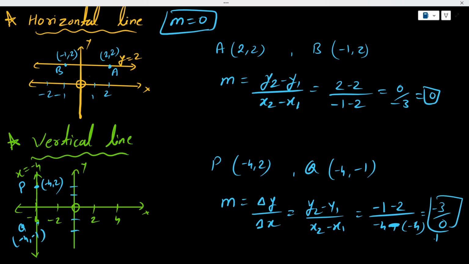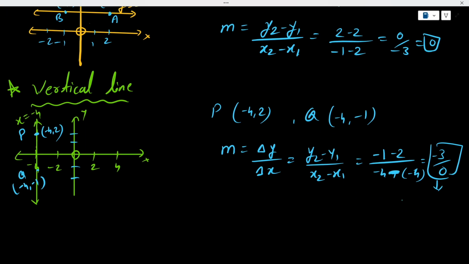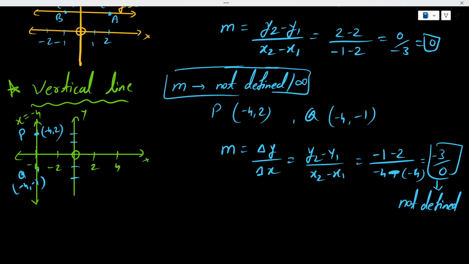Now, whenever you have your denominator or divisor as 0, this becomes a not defined term, because you can't divide by 0. 0 cannot be the divisor. So for any vertical line, you have to remember the gradient is always going to be a not defined term, infinity, right? You can't find out the gradient of any vertical line. So this is all about the gradient.